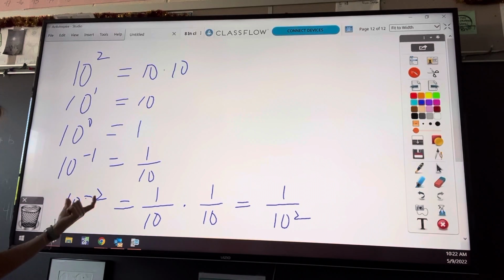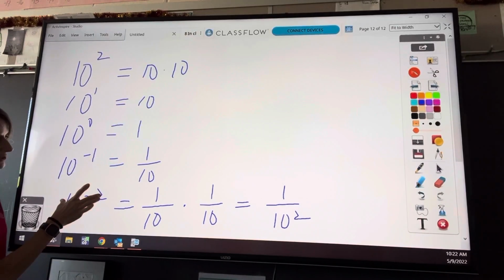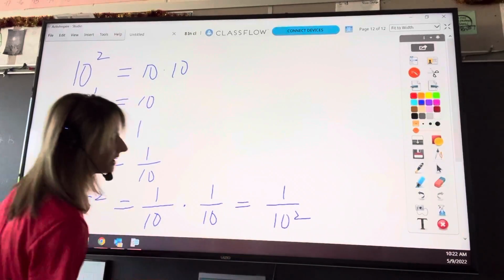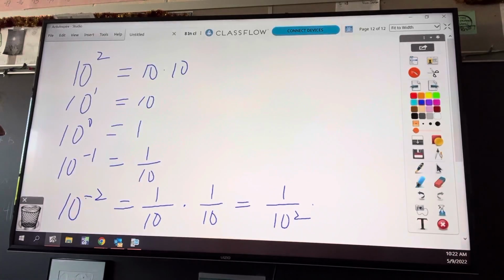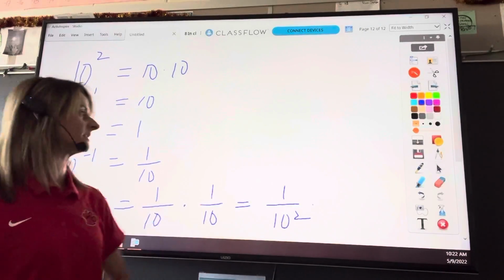So anytime you have a negative exponent, you can have it change floors. Right now it's in the numerator, it can be in the denominator, and it can have a positive exponent. So if you had a negative exponent in the denominator, you could have it change floors and make it a positive exponent.